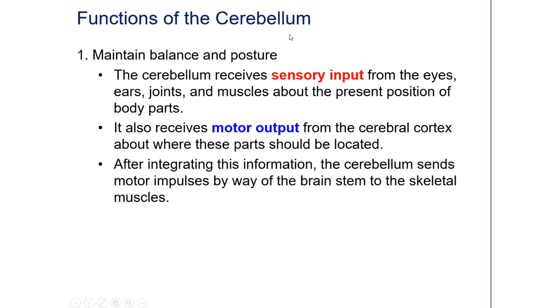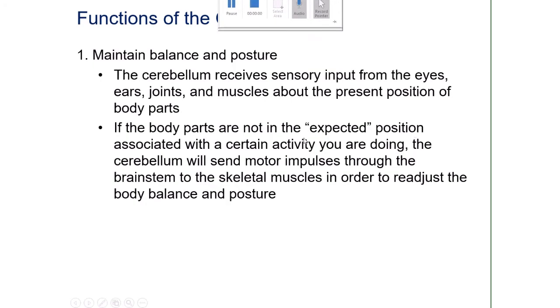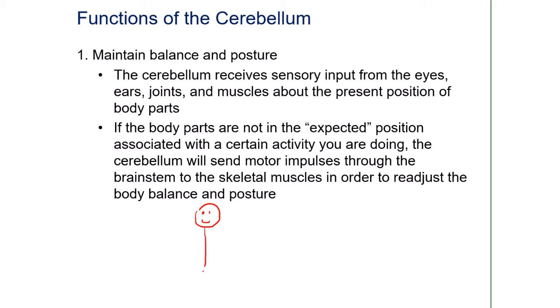The function of the cerebellum, we're going to separate it into three major functions. The first one is to maintain balance and posture. You can read this description yourself, but basically what it means is that through signals from various sensory input, your cerebellum will be able to determine the present position of your body parts. So the cerebellum has an idea of where your body parts should be at, and what they should be doing when you are engaging in certain activities.